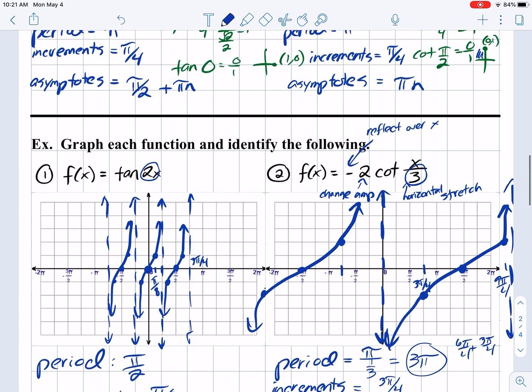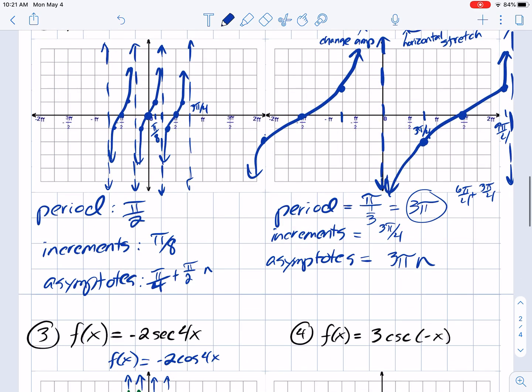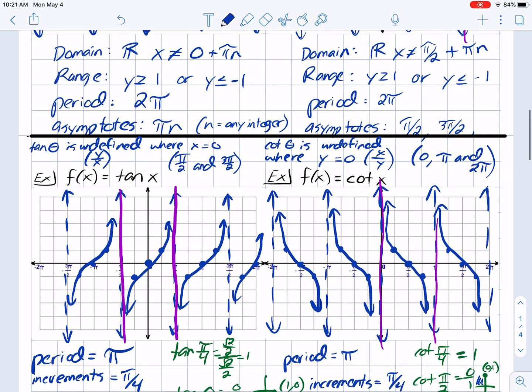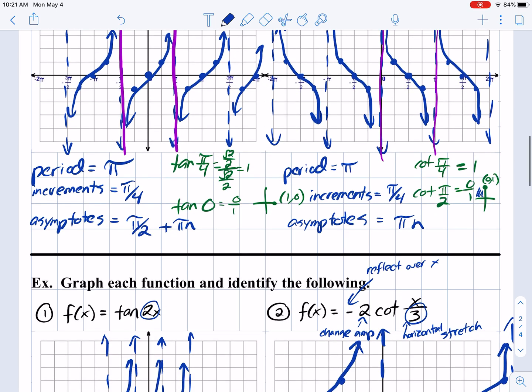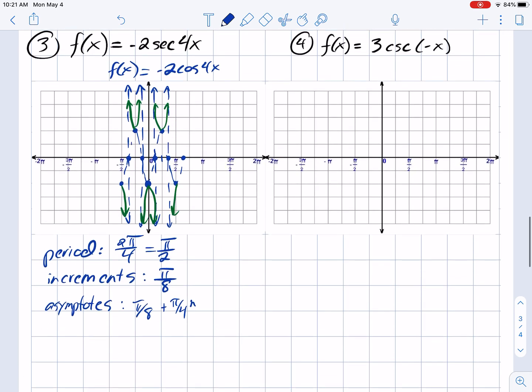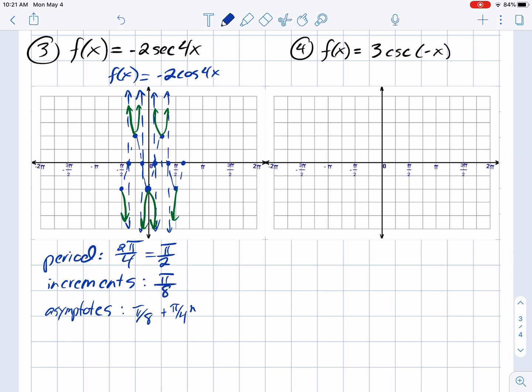Okay, we just have one last graph to do here: 3 times the cosecant of -x. Remember, this is the reciprocal of sine, 3 times the sine of -x. We've never had a -x before. This is a reflection over the x, but it's going to look the same as a reflection over the y.